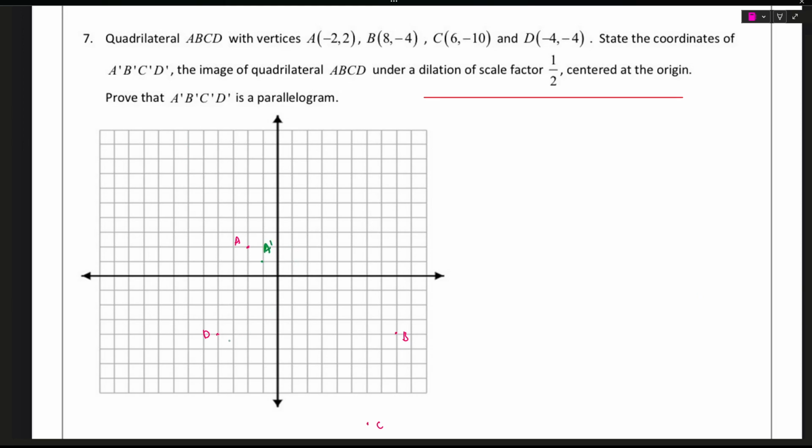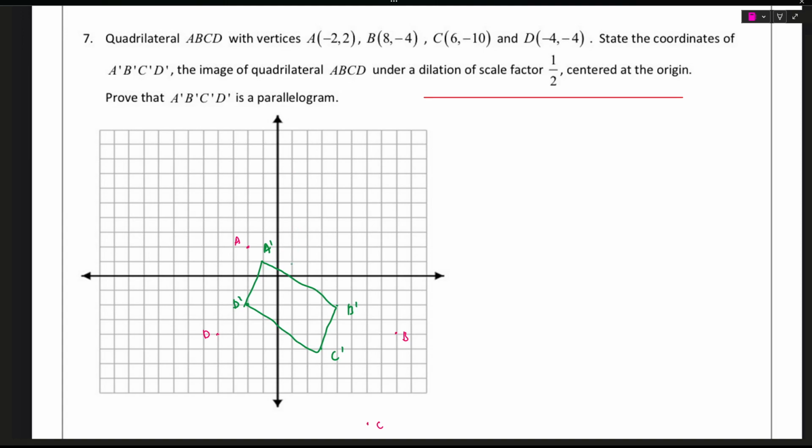And then this is originally 4 left, 4 down. So you do half of that, 2 left, 2 down. This is D prime. And then this one is to the right 8, down 4. So it's to the right 4, down 2. This is B prime. And then the last one is C, which is right 6, down 10. Half that, so it's right 3, down 5. So that's C prime. Let me just connect these. Right, and then that's it. That's how you can do scale factors.